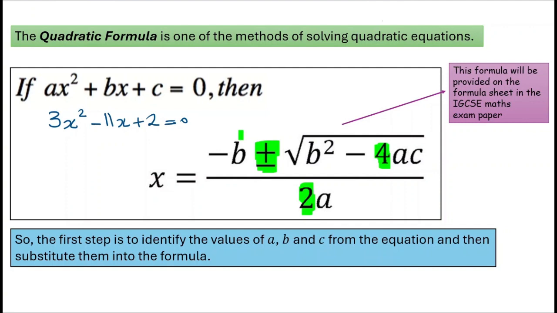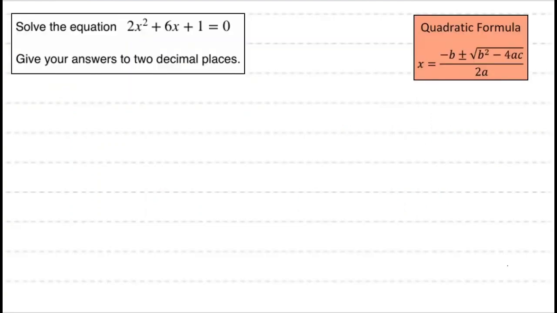So we notice that the first step in using the quadratic formula is to identify the values of a and b and c from the equation and then substitute them into the formula. An exam style question: Solve the equation 2x squared plus 6x plus 1 equals 0 and give your answers to 2 decimal places. This part of the question is the hint that tells us that we must use the quadratic formula. So if you see this in any question, then you already know that you have to use the quadratic formula.